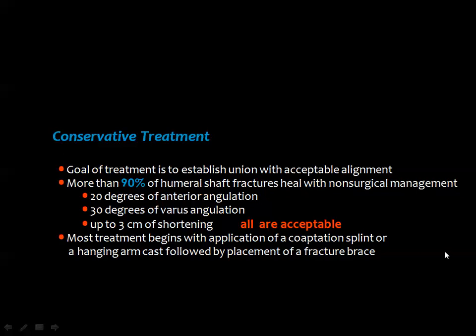The conservative treatment with external fixation aims at establishment of union with acceptable alignment, and more than 90% of the humeral shafts will heal with non-surgical management. And you remember that, according to the literature, these are all acceptable: 20 degrees of anterior angulation, 30 degrees of varus angulation, and up to 3 centimeters of shortening when considering these fractures of the humeral shaft.